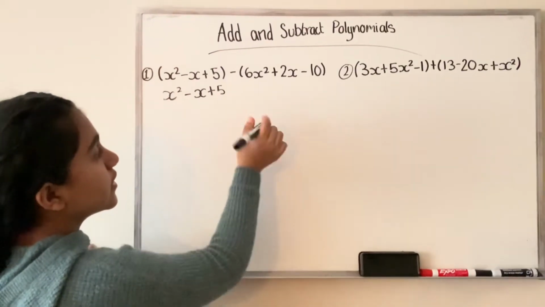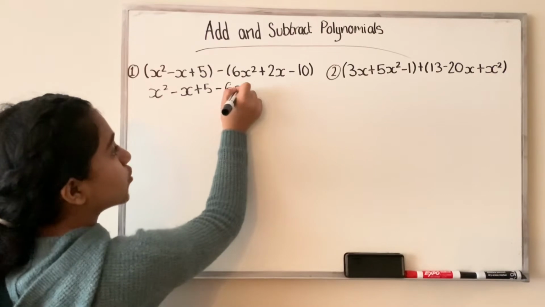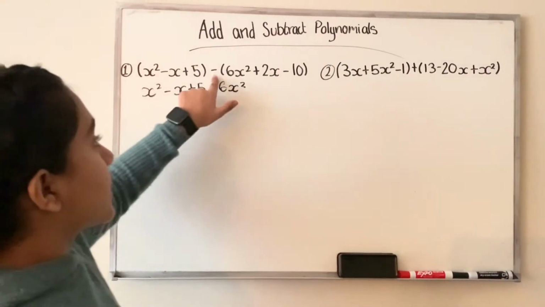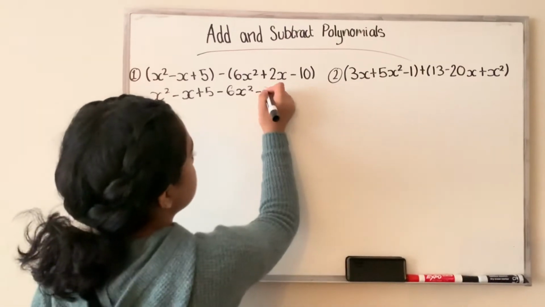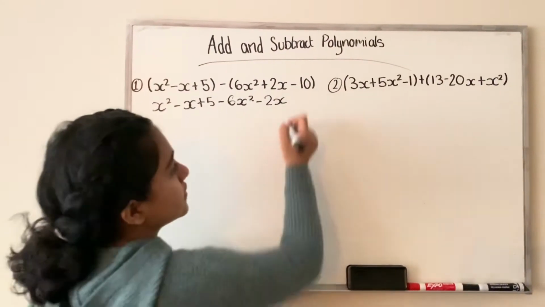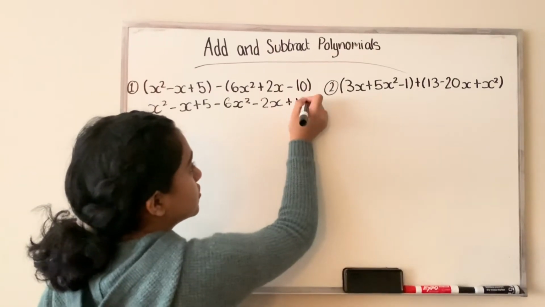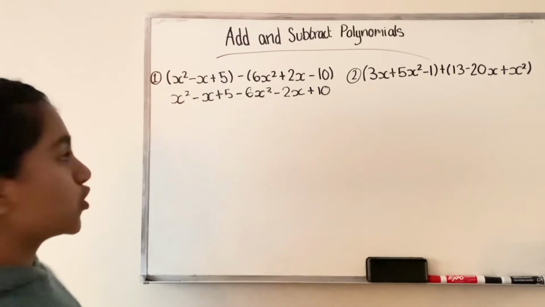So negative times 6x squared would be minus 6x squared. And then negative times a positive 2x would be negative 2x, so minus 2x. And then negative times a negative 10 would be a positive 10. So this is what we have. And then now you would combine the like terms.